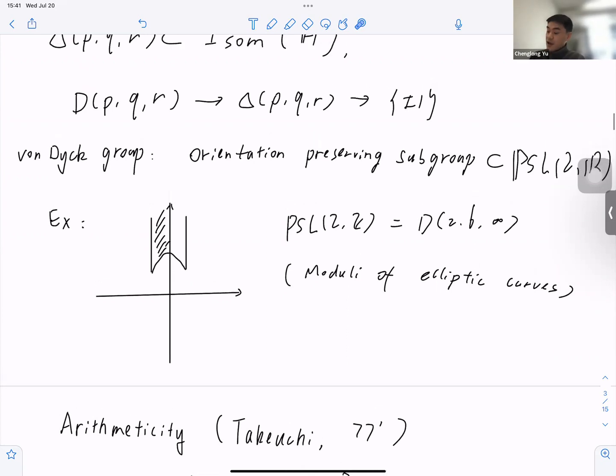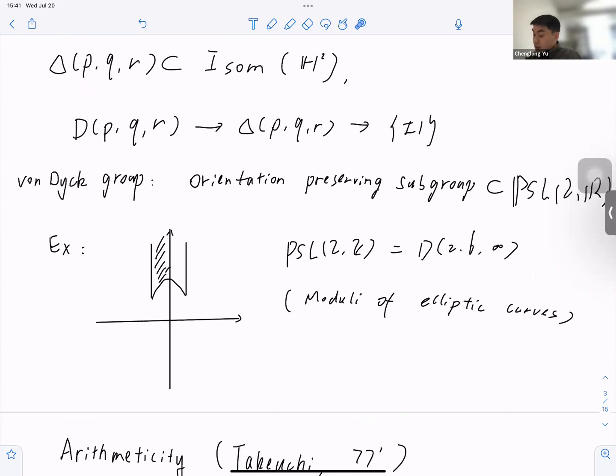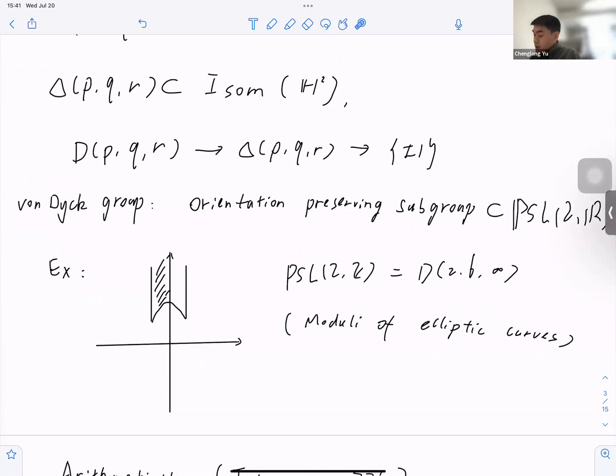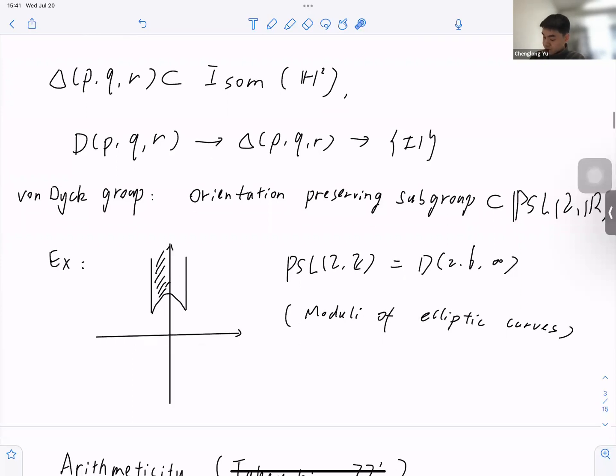So when we have this kind of discrete subgroup acting on some geometric objects, then we can ask about the arithmeticity of those groups. For example, this group D(p,q,r) is an infinite subgroup inside PSL2R. So you can talk about whether it's an arithmetic group or not. For example, PSL2Z naturally appears in the moduli space of elliptic curves, so it has a modular meaning and is automatically an arithmetic subgroup.